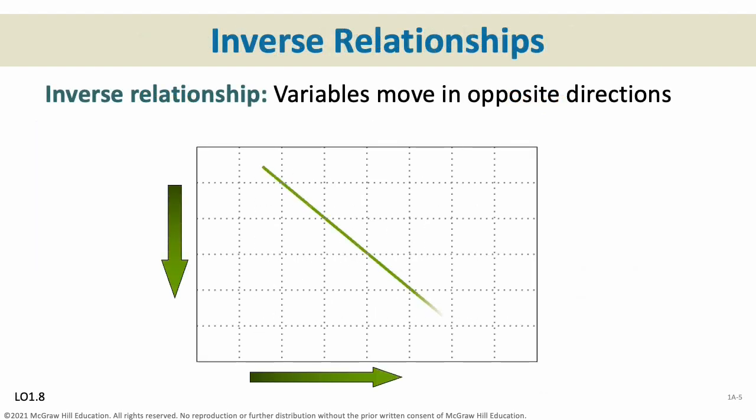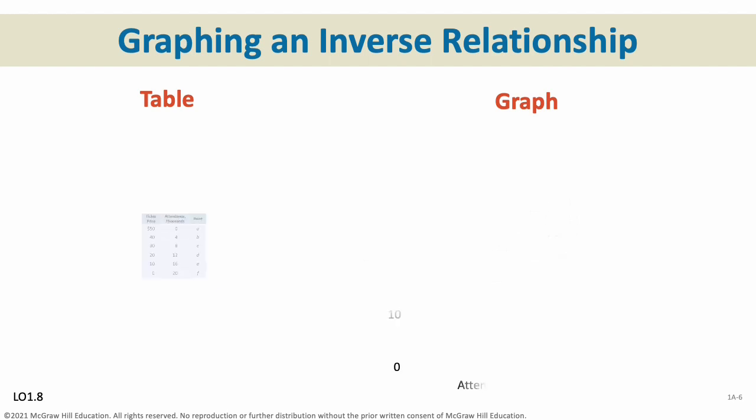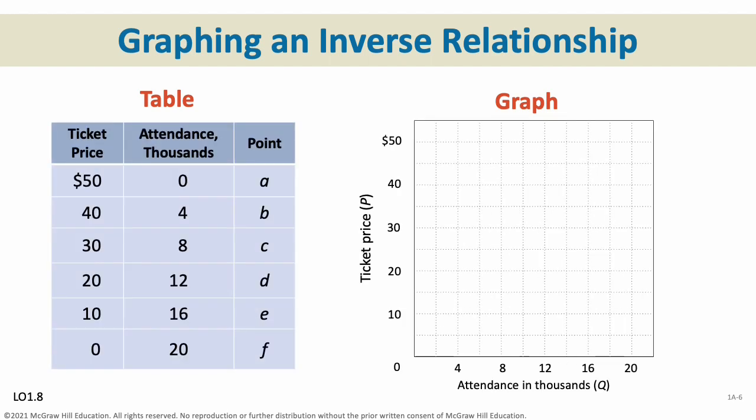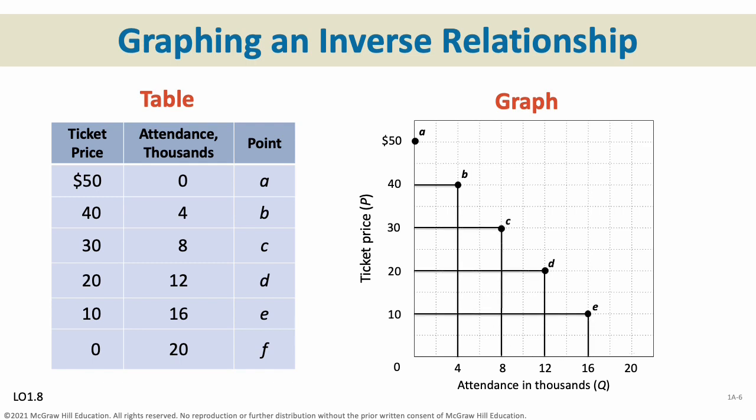The opposite would be an inverse relationship, as one variable is going up, the other is going down, and here's an example of one. And what we're looking at here is ticket price and attendance. The cheaper the tickets, the greater the attendance to an event. This is an example of an inverse relationship. Once again, if a ticket is $50, your intercept where it crosses the line is going to be 0 attendance. And as ticket price goes down, attendance goes up. If tickets were free, you would get an attendance of 20,000.